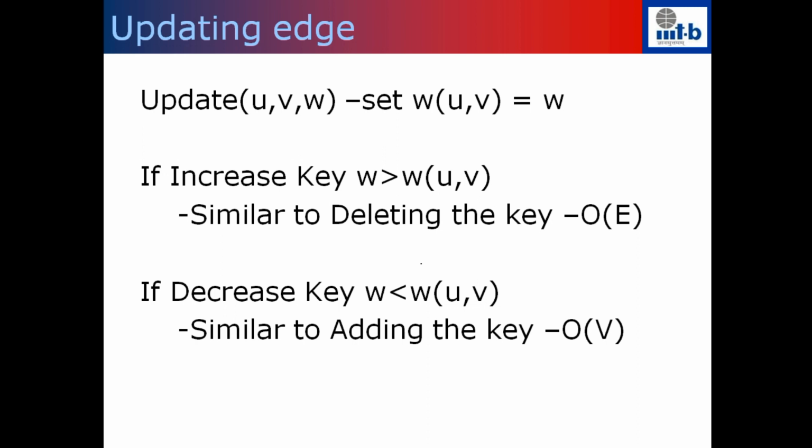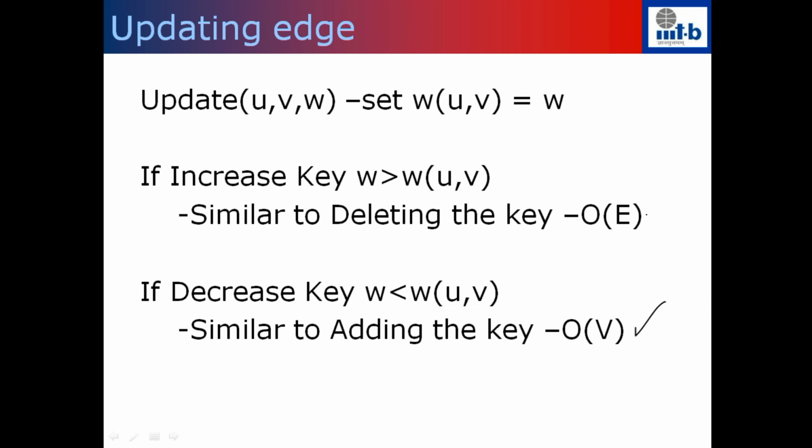So what you do is add this edge into the minimum spanning tree. This will create a cycle, and in this cycle delete the maximum weighted edge. This case is exactly the same as adding an edge into the minimum spanning tree. This can be updated in order V.